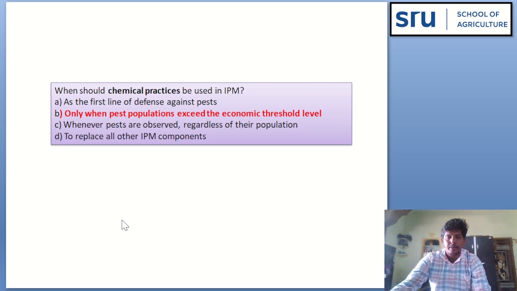When should chemical pesticide practices be used in IPM? Only when pest population exceeds the economic threshold level, then we have to use chemical practices for their management.